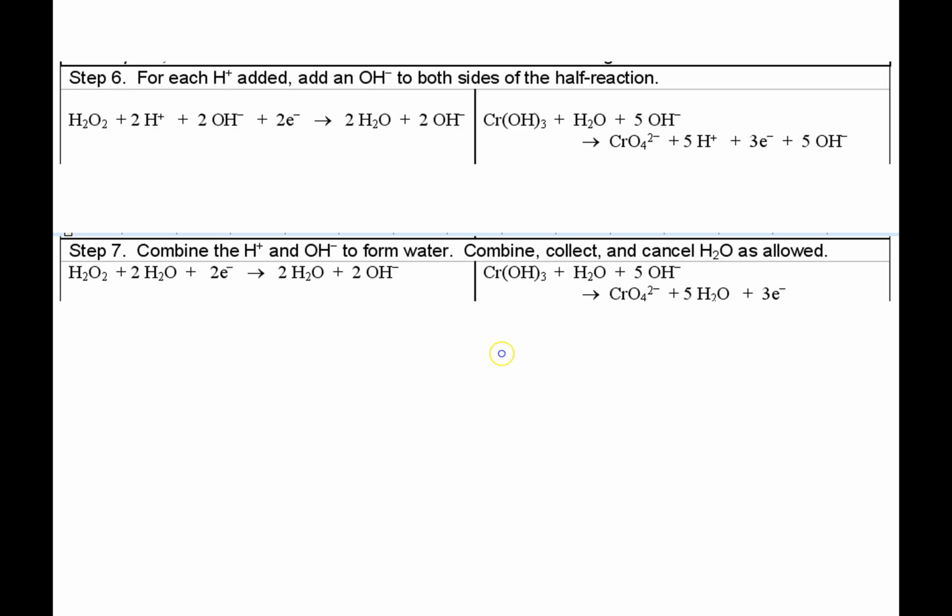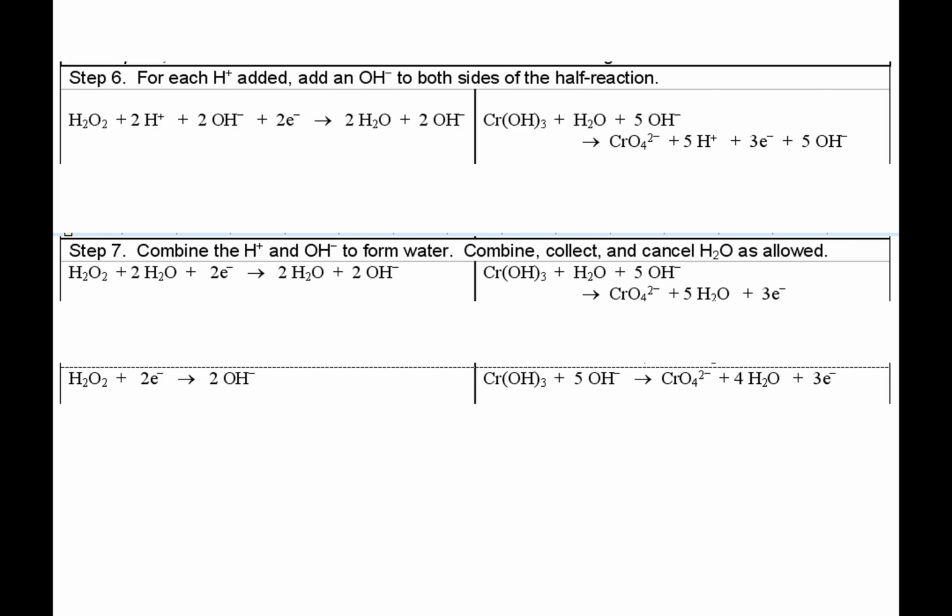And it looks like I have step 7A and 7B. 7B goes ahead and says, let's get rid of the water as we can. So we have 2 waters over here and 2 waters over there. They go away. And over here we have nothing to combine. Okay, I guess we did. We have 5 waters and 1 water, makes 4 waters on the product side. And we're getting close. Now we recognize we have the whole 2 and 3 sort of thing.